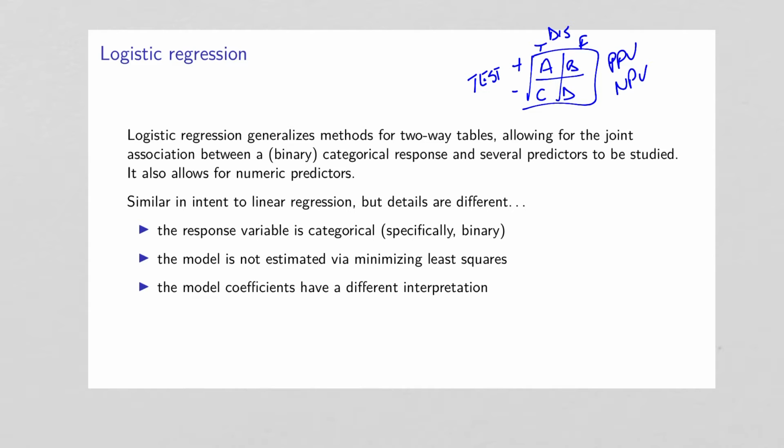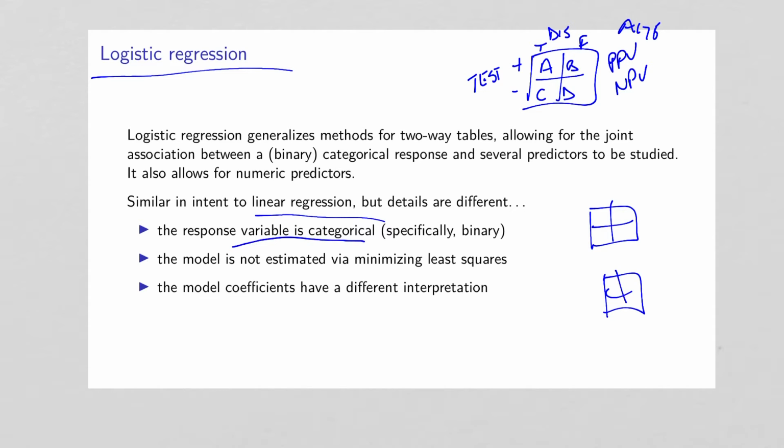But when you're doing this for multiple things, not just disease, but then age, you have to make tables for each age group, things like that. Then that's a lot of math, right? So you gotta bring in the computers and do a logistic regression. It's similar to linear regression, but the details are different. The response variable is categorical: yes or no, 1 or 0, true or false, big or small, things like that. The model is not estimated via minimizing least squares. It uses whole other methods, and the coefficients have a different interpretation.